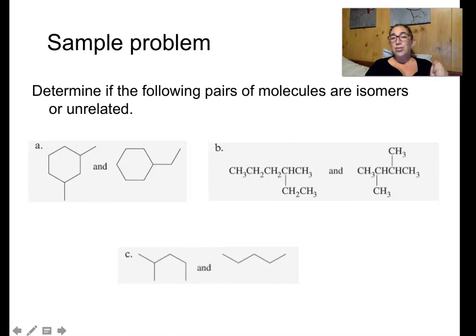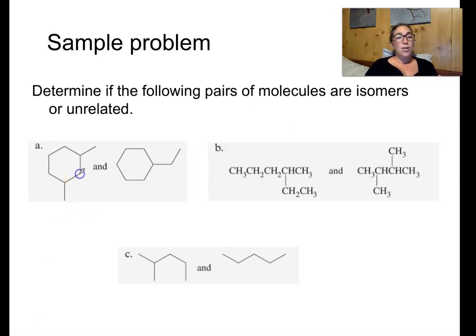And the two things you're trying to address is, do they have the same molecular formula? If they don't, then they're not isomers. So the first criteria is, do they have the same molecular formula, and do they have different structures or connectivities? So in this first one here, first I want to address, do they have the same molecular formula?